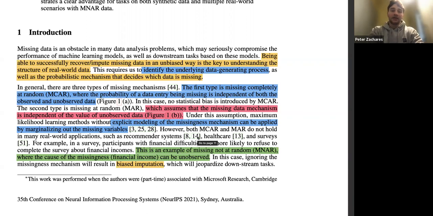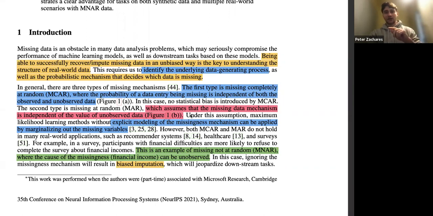And then the second one is called, where is it? So that was MCAR. The second type is missing at random, MAR, which assumes that the missing data mechanism is independent of the values of unobserved data. So basically, whenever you get a data point, you know that the conditional distribution determines the missing mechanism.